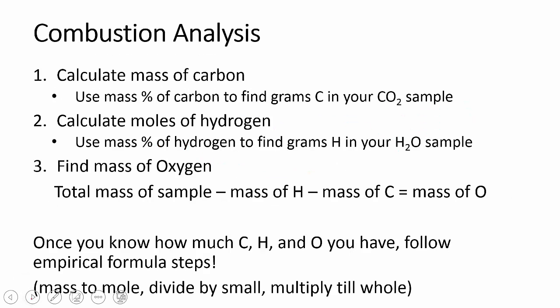So here are some general steps to doing this. You're going to have some data about how much CO2 and how much H2O is made. You can use your CO2 mass to figure out how many grams of carbon were made using the mass percent of carbon. You can do the same thing for hydrogen in your water sample. So if you've got 2 grams of water and you find that water is 10% hydrogen, you can figure out how many grams of hydrogen were in your sample.